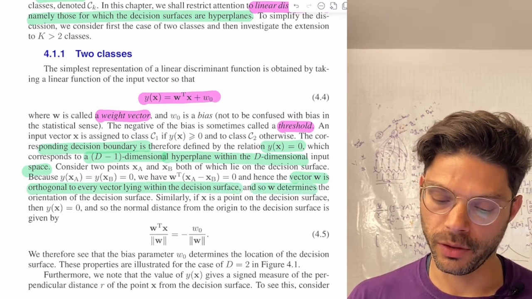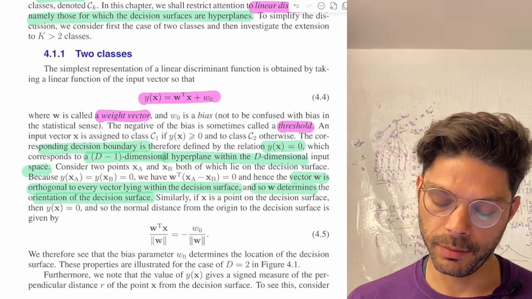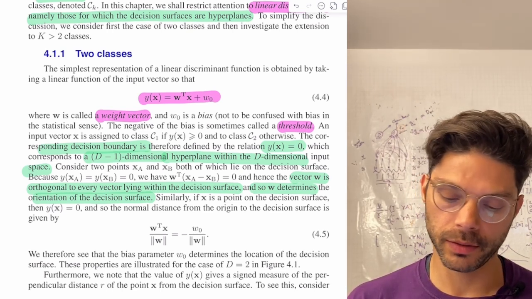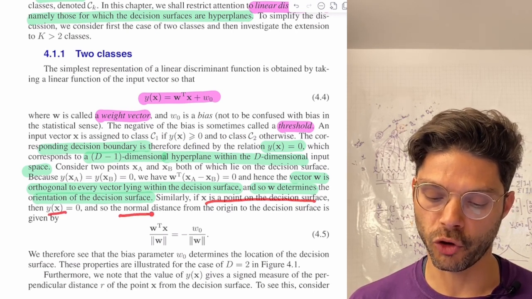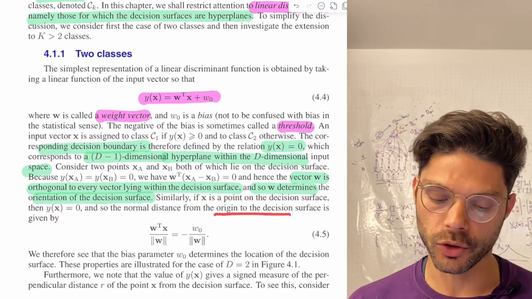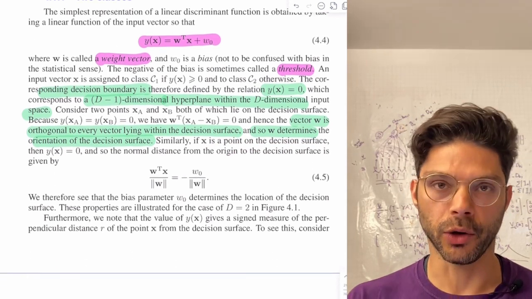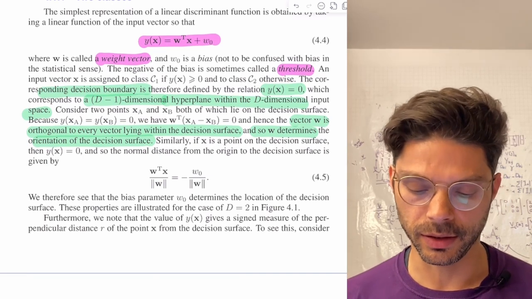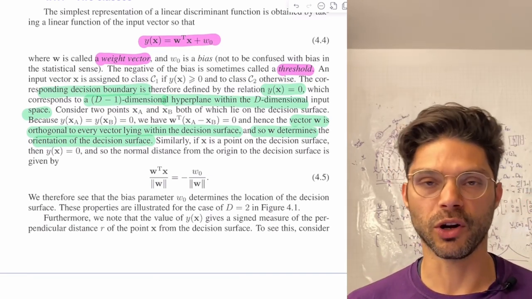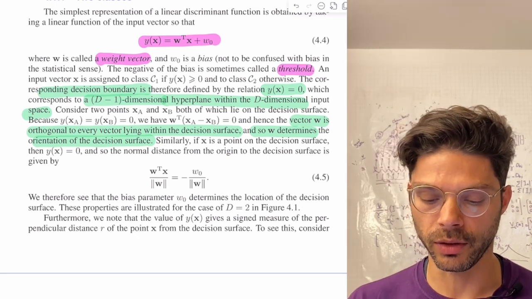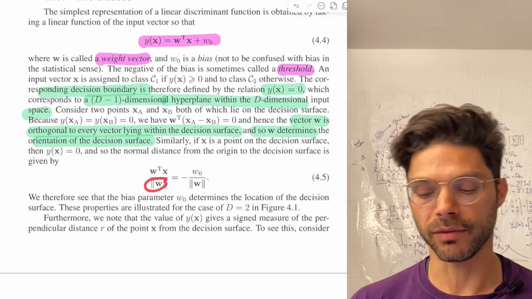And so w determines the orientation of the decision surface. Similarly, if x is a point on the decision surface, then y(x) equals 0, and so the normal distance from the origin to the surface is given by... okay, we're going to look at a figure. If this doesn't make much sense right now, what we're going to do to determine that distance is project x onto w and normalize by the length of w.